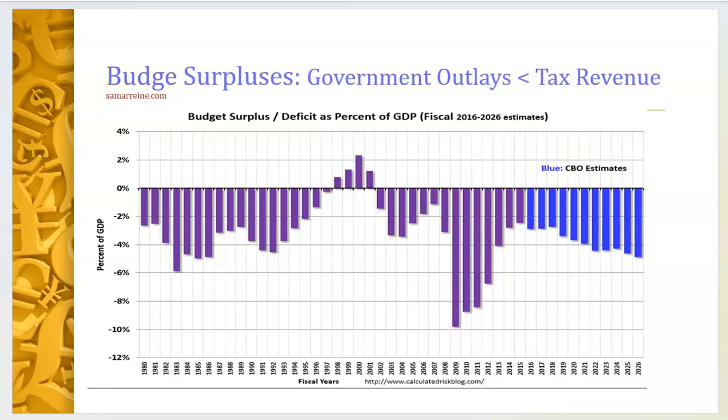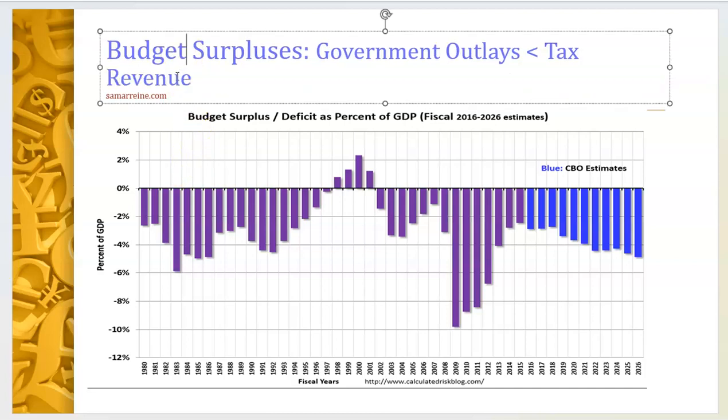Now, what's a budget surplus? A budget surplus is the opposite, right? Budget surpluses are when the government outlays are smaller than the tax revenue. So the government is spending less than it's actually taking in as income, like in these 4 years right here in the late 90s and early 2000s, right? Those are the 4 years I showed you earlier.